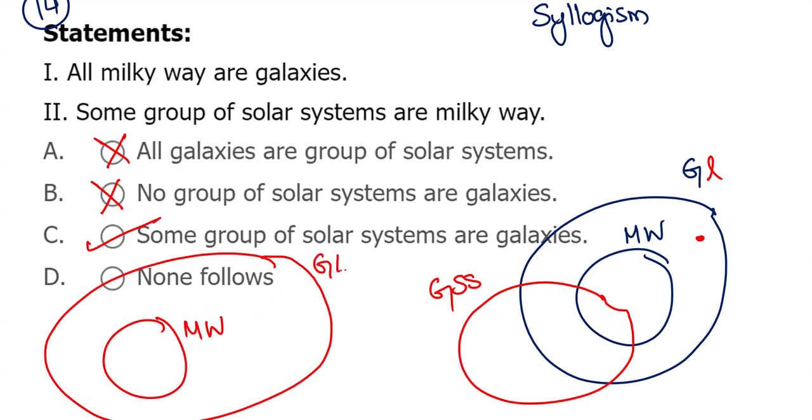Some group of systems are Milky Way. Some group of solar systems are Milky Way. So now here, sir, all group of systems will involve, solar systems are involved in galaxy. In fact, that's not given in the options. But still, with this diagram also only C is suitable.